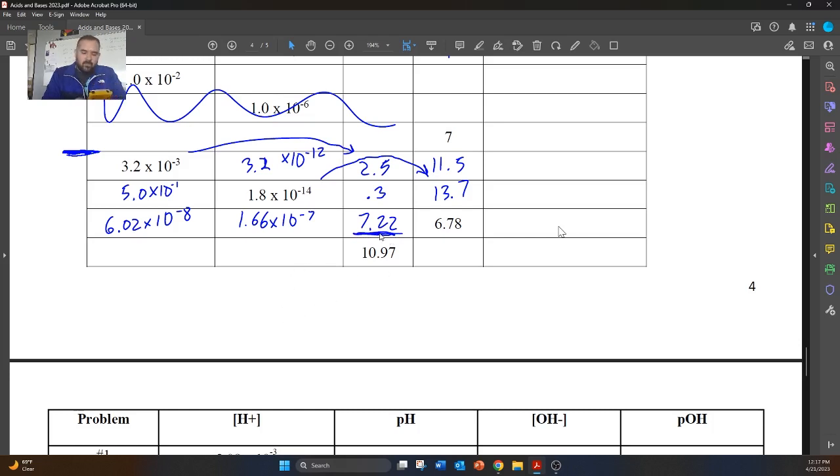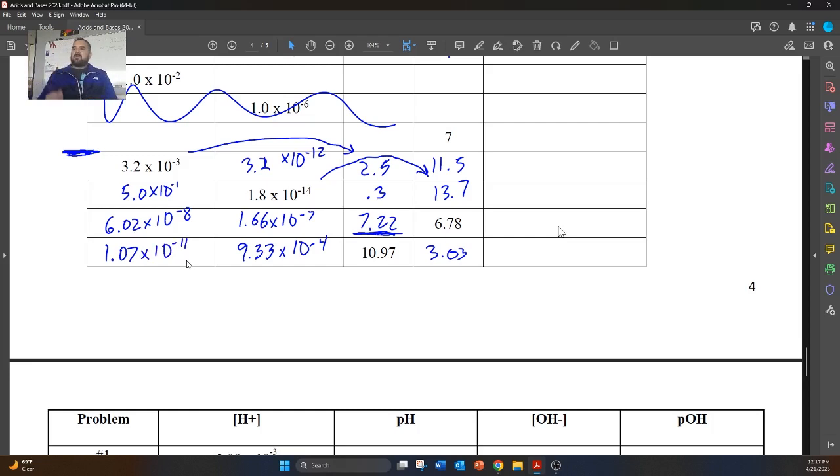So for the last one, we're going to start with 14 minus 10.97. That gives us 3.03. And then we're going to do 10 to the power of negative 3.03. That'll give us 9.33 times 10 to the power of minus 4, and then 10 to the power of negative 10.97. That gives us 1.07 times 10 to the power of minus 11.